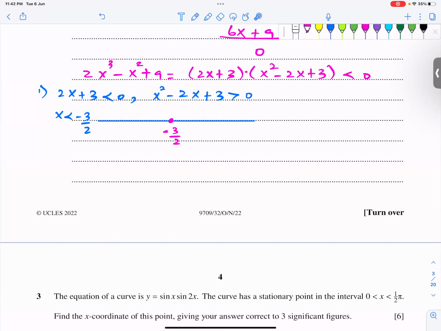Now I will check whether this left portion is true for the other inequality or not. So take any number from the left side of minus 3 by 2. 3 by 2 is actually 1.5. I'm just taking x equals negative 2, and I will put this negative 2 in the other inequality. So this will become minus 2 squared plus 4 plus 3 greater than 0. So this will be 4 plus 4 plus 3 greater than 0, so this will be 11 greater than 0.